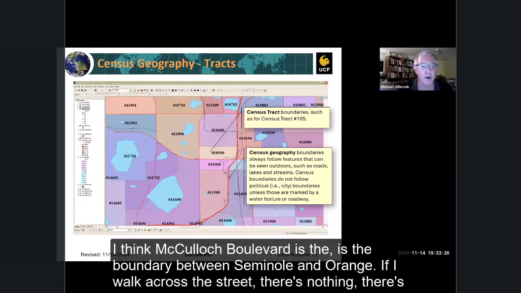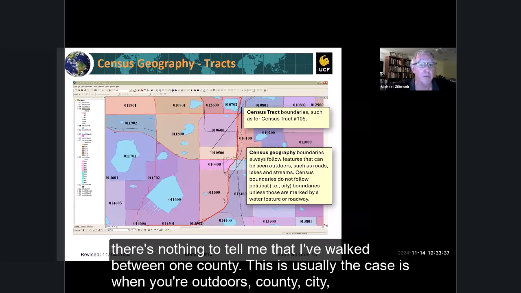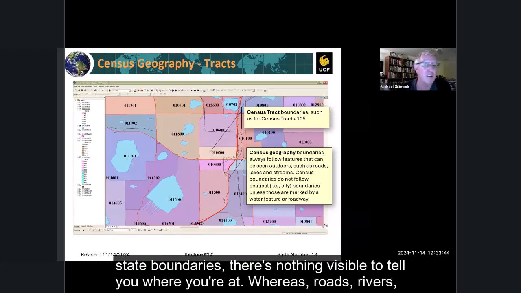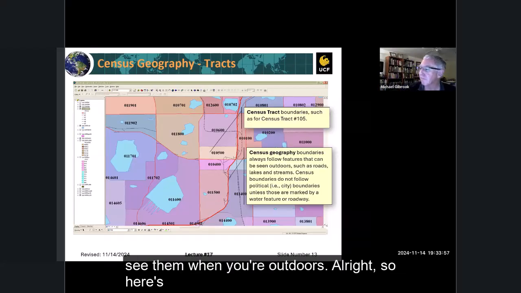I think McCulloch Boulevard is the boundary between Seminole and Orange. If I walk across the street, there's nothing. There's not a stripe in the middle of the road that says now entering Seminole County. I can walk back and forth all day and there's nothing to tell me that I've walked between one county and the other. This is usually the case when you're outdoors: county, city, state boundaries, there's nothing visible to tell you where you're at. Whereas roads, rivers, railroads, everybody can see those. Those are a great way to delineate a boundary because you can see them when you're outdoors.